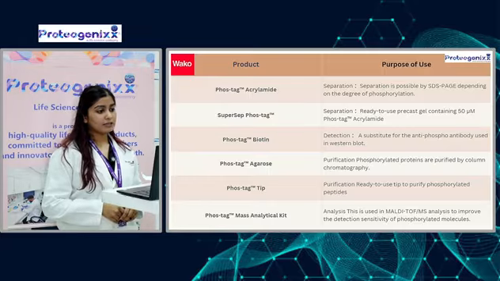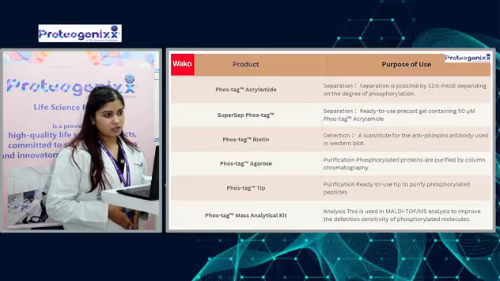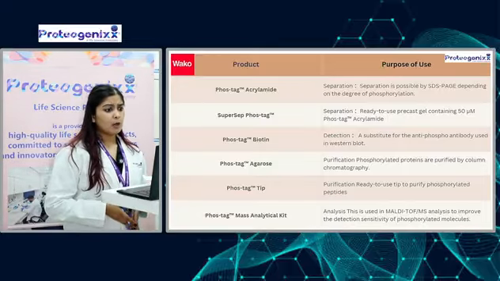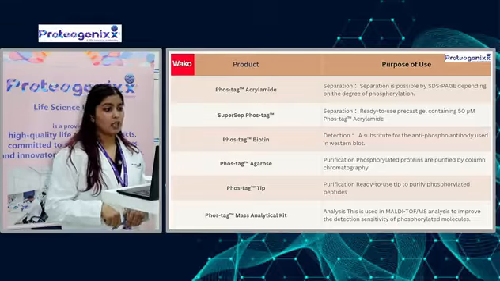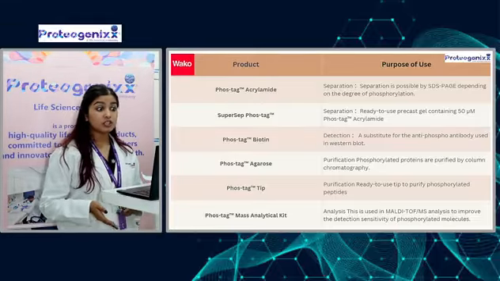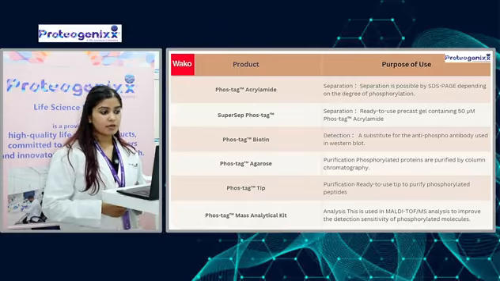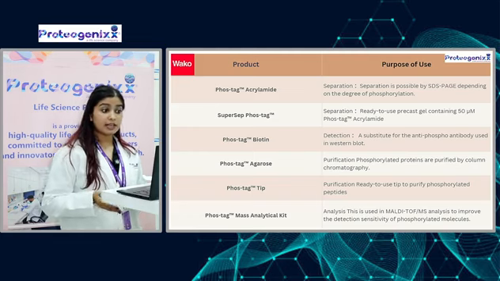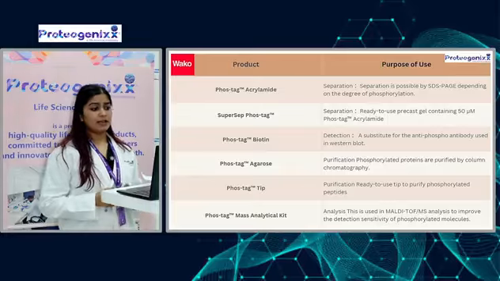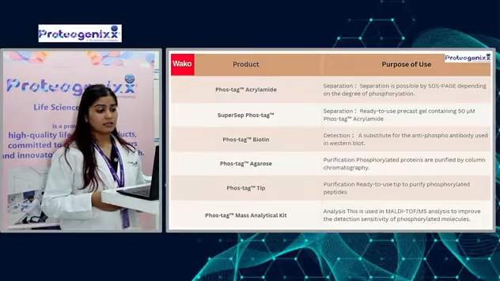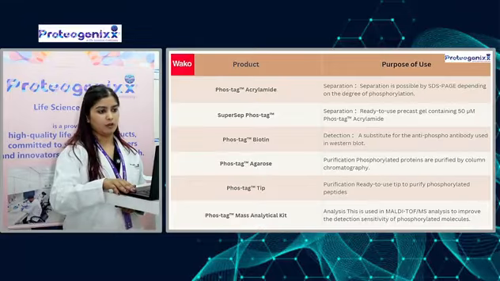So these are some of the products offered by Wako, Fujifilm Wako, tailored for different experimental conditions. We have Phos-tag acrylamide gel, which allows you to separate the phosphorylated proteins from non-phosphorylated proteins. We also have Phos-tag biotin, which serves as an alternative to the antibodies you use in Western blotting. For purification purposes, we have Phos-tag agarose and Phos-tag tips to purify phosphorylated peptides. And then we also have the Phos-tag mass analytical kit, which is used in MALDI-TOF or mass spectrometry analysis to improve the detection sensitivity of your phosphorylated molecules.